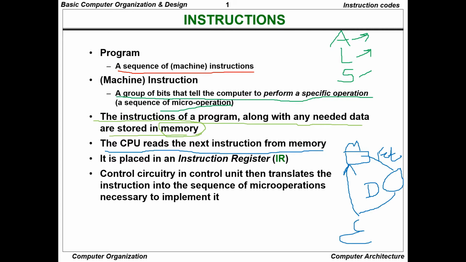Later, tomorrow, if I want to eat again, I will fetch from the box, decode it, execute it, and store it. So this is the instruction cycle basically. That is what happens here.